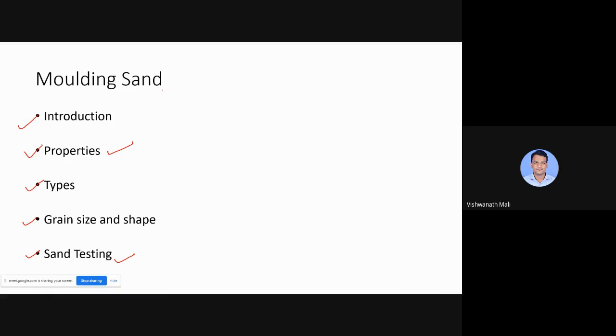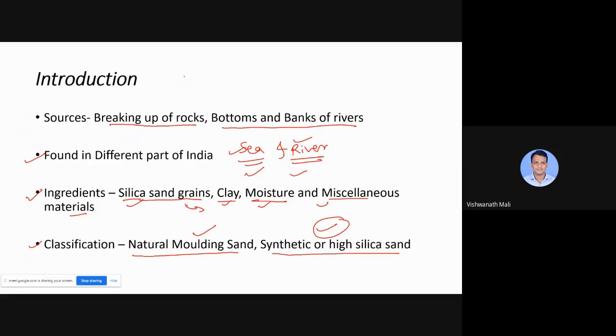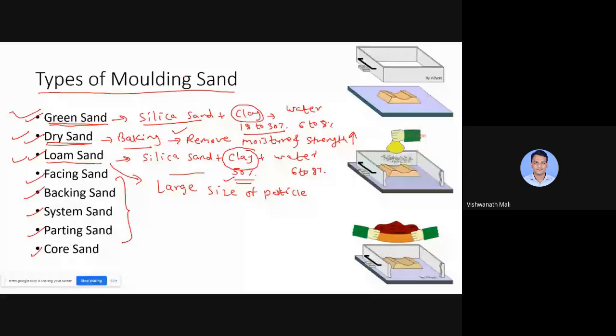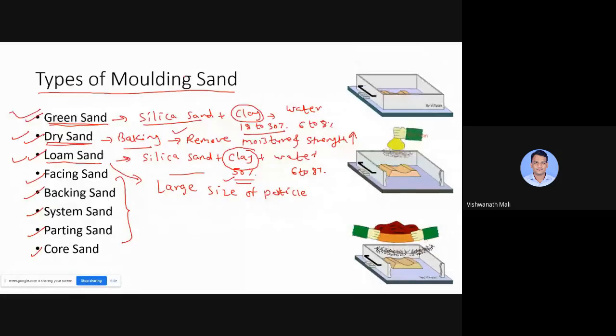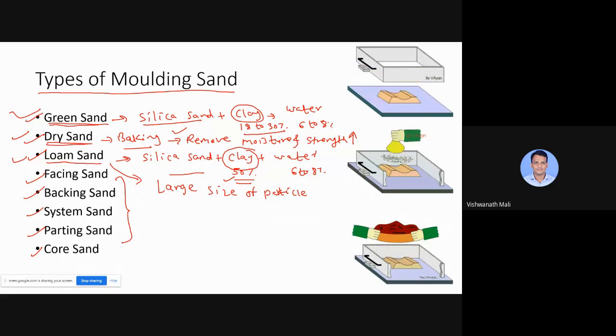Then we have studied the molding sand, which we use to prepare the mold. We have seen the introduction of molding sand, where we get it from, and what the ingredients of molding sand are, like silica sand, clay, moisture, and other material. There is a natural molding sand which we get from the river, or we make synthetic, artificial sand also. Then we have studied the types of molding sand. There are different types of molding sand.